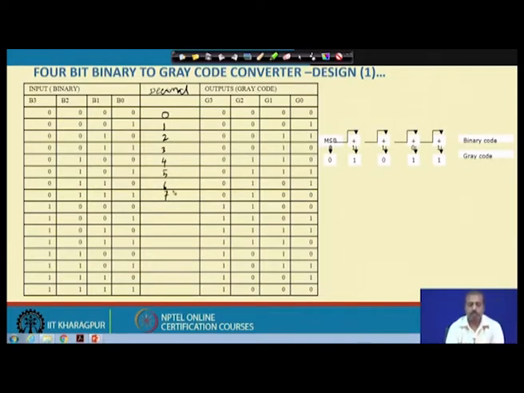Now you see that if you look into the binary pattern corresponding to successive decimal values, from 0 to 1 only one bit is changing, the LSB. But when we go from 1 to 2, two bits are changing, B0 and B1, both are flipping. Similarly, from 2 to 3 again only the LSB is flipping, but from 3 to 4, you see that 3 bits are flipping.